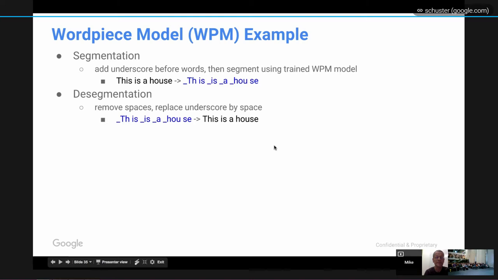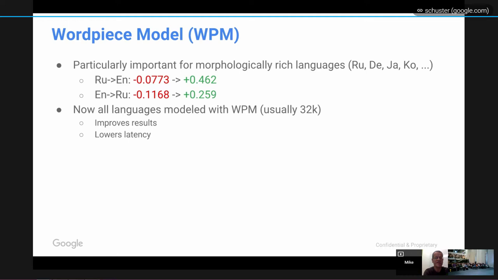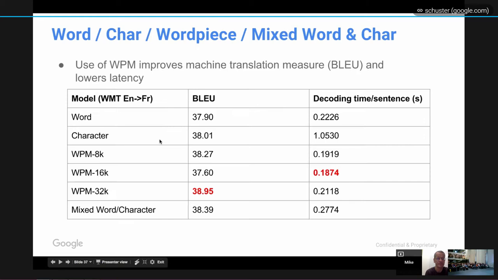What kind of effects did this model have? Well, it was particularly important for morphologically rich languages like Russian, German, Japanese, Korean. It made a big difference. For example, for Russian-English and English-Russian, our first results were actually negative with the new system. But once we introduced this word piece model, these subword units, we got a big improvement to English and a still pretty big improvement from English to Russian. So now we model all languages with this word piece model, and usually we use 32,000 outputs, sometimes 16,000 when that makes sense. What is interesting is that this improves results, as we see here, but it also lowers the latency, meaning it makes decoding faster. And we see this on this slide.